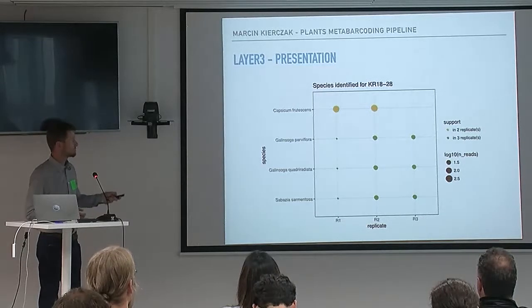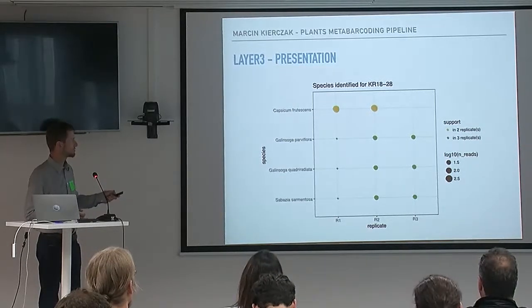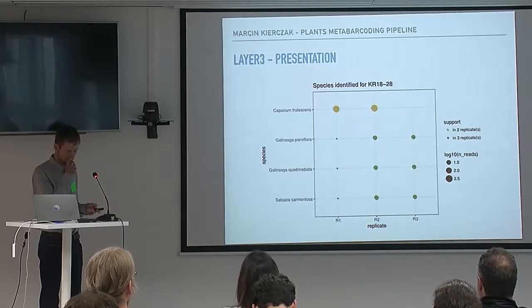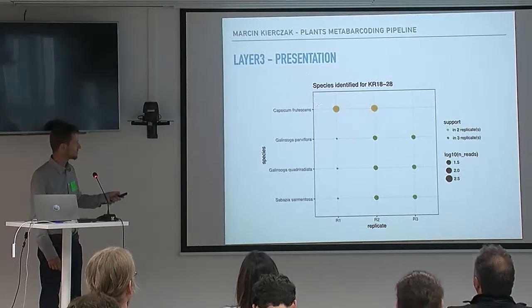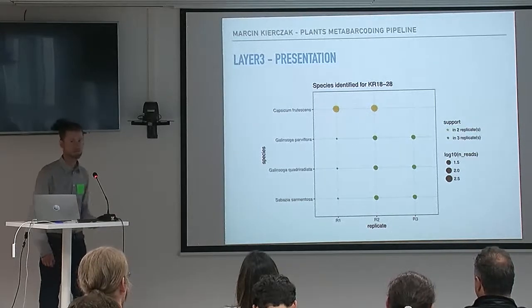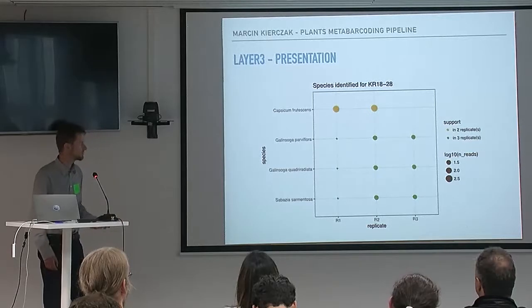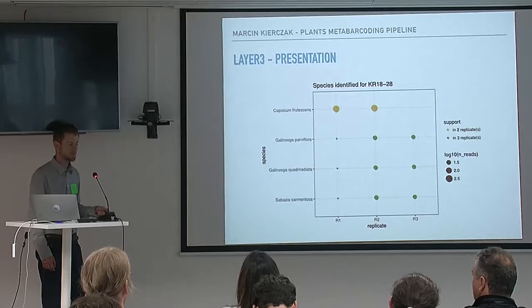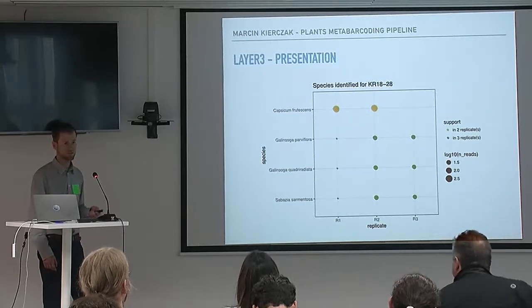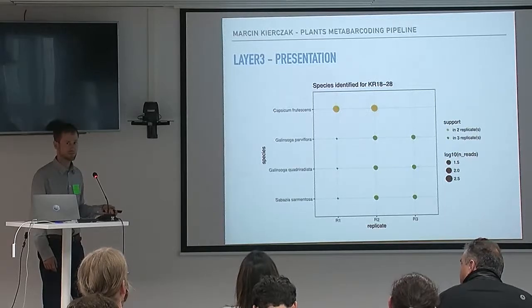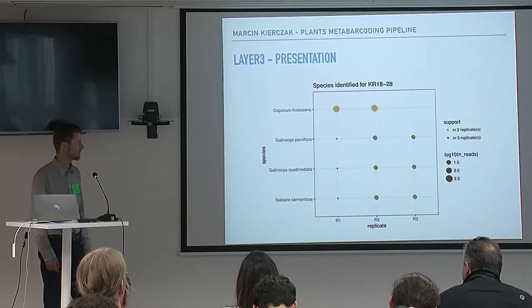But now we have also simplified our report, so we collapse data a little bit. We don't show particular ASVs, but we show just the species and how many replicates support an identification. And currently, we say that an identification is a true positive if at least 2 replicates are supporting this particular identification.